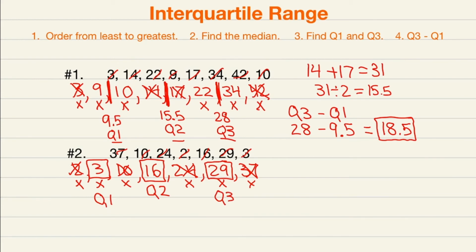And finally, our very last step is our interquartile range formula, which is Q3 minus Q1. In this case, it's 29 minus our Q1 value, which is 3. And 29 minus 3 is going to give us 26 for our interquartile range for number 2.